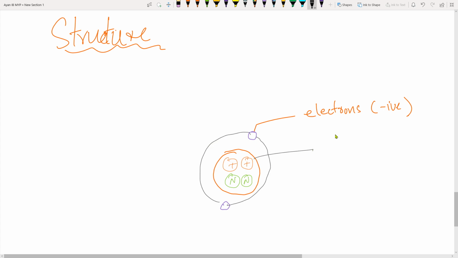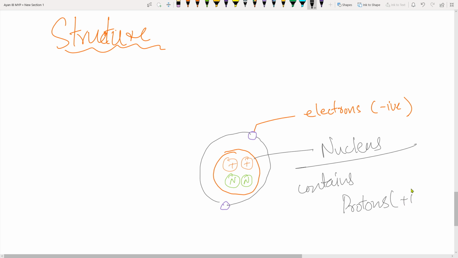So this central part is what we call the nucleus. It contains protons, which are positive, and neutrons, which are neutral, as the name suggests. They don't have any charge.